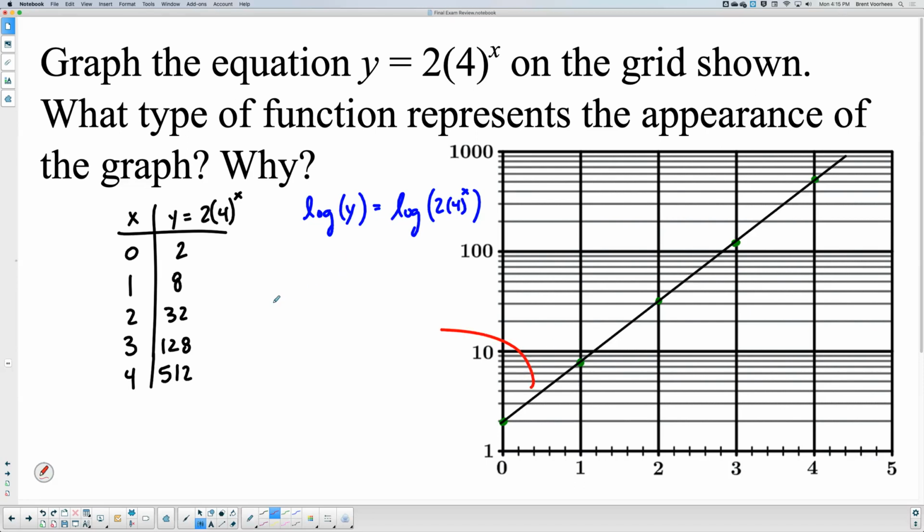I'll just call it y hat. Y hat is going to equal the log of 4 times x plus the log of the a value, which was 2, and this is a common log, that's why I'm not putting a base. That's my y-intercept. So if you put all this in there, that should be the equation of my line over here. Its appearance should look like this.